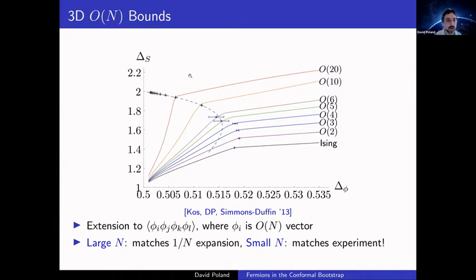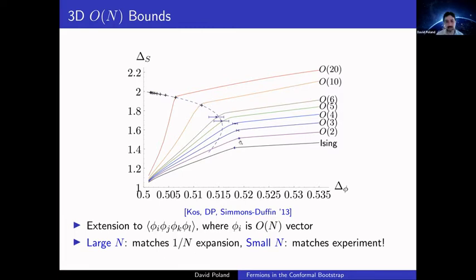So this is showing a bound on the leading O(N) singlet, delta_S, as a function of delta_phi for different values of n. So you get a sequence of bounds. And they each have a kink in them at large n. For example, you can see that the kink in this O(20) bound matches very, very nicely to this black plus, which is showing the location of the prediction from the large n expansion for the O(20) model. And similarly, you see a very nice agreement for O(10).